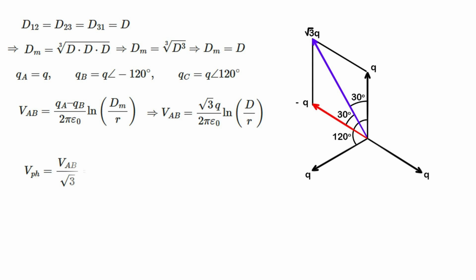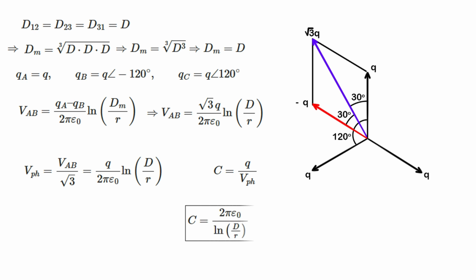So, we can finally write V phase equals Q divided by 2 pi epsilon 0 multiplied by the natural logarithm of d by r. Now we know that the capacitance is given by C equals Q divided by V phase. Substituting the value of the phase voltage, we finally obtain C equals 2 pi epsilon 0 divided by the natural logarithm of d by r farads per meter. And this is the expression for the capacitance per phase of a balanced three-phase transmission line with equilateral spacing.